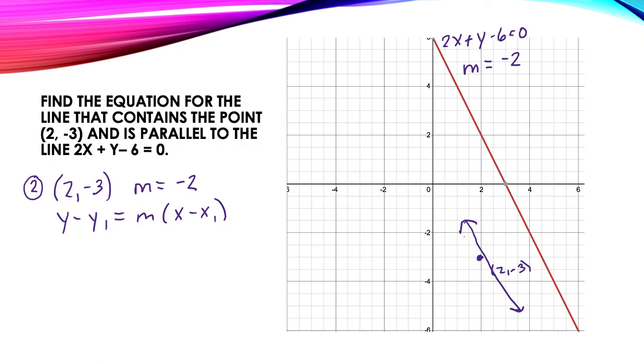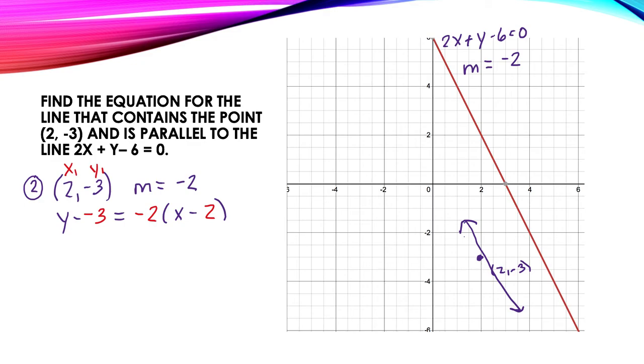And so here we have our x1 and our y1 to plug in, and we have our slope. So let's go ahead and plug these values in. In place of the y1, I'm going to put a negative 3. In place of the m for the slope, I'm going to put the negative 2. And in place of the x1, I'm going to put the 2. And then we'll work at simplifying.